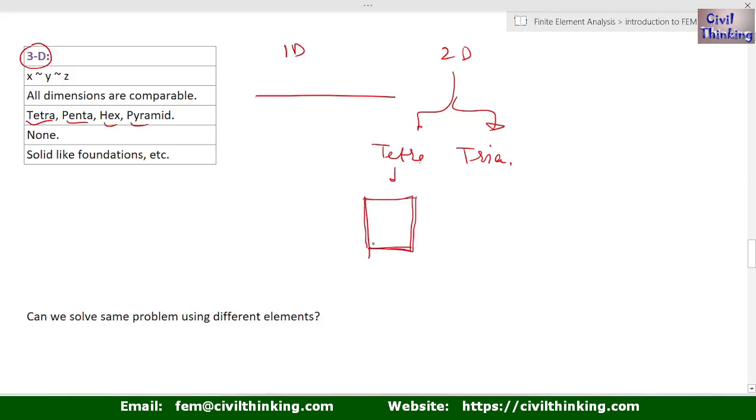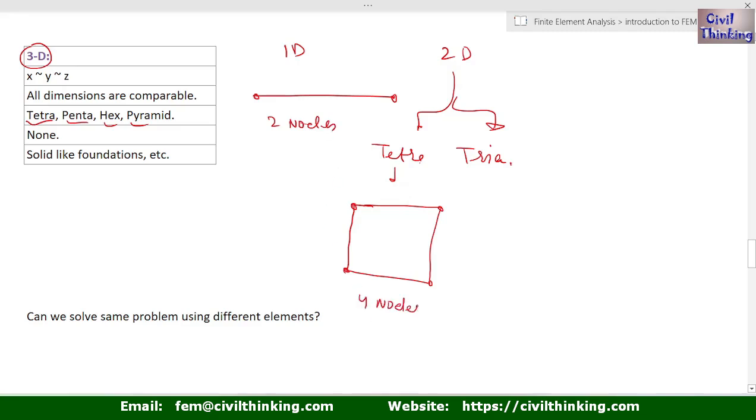For example, this. Now how many nodes are here? 1, 2, 3 and 4. Now how many nodes are in a 1D element? Only 2, right? A 1D element has 2 nodes. Now this is 4 nodes.